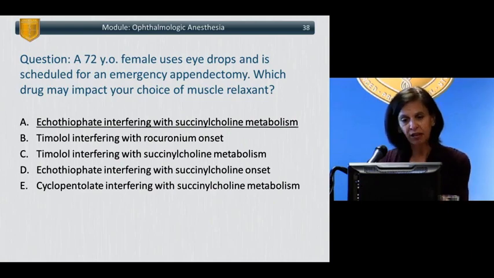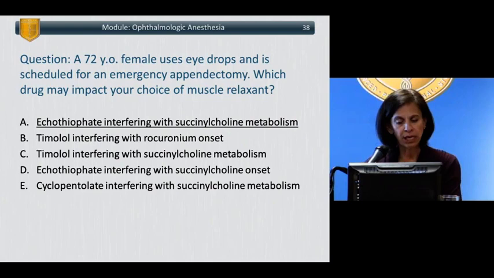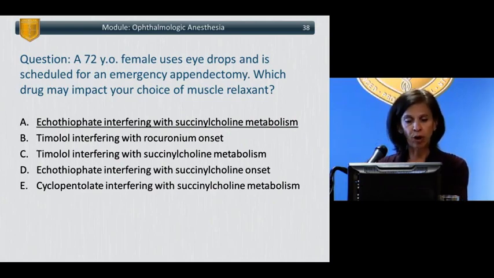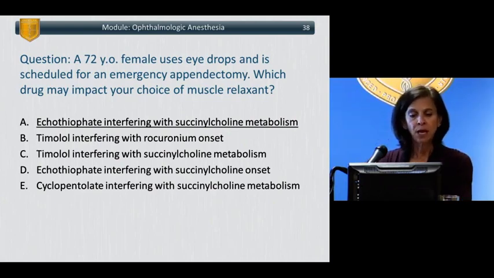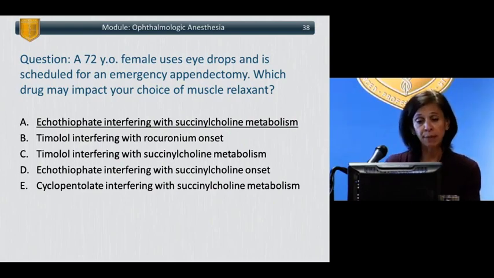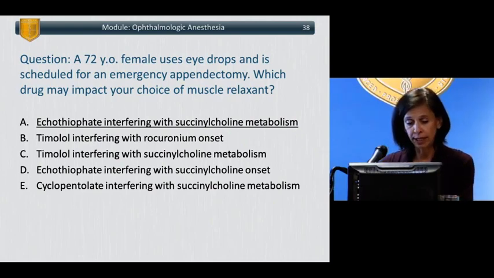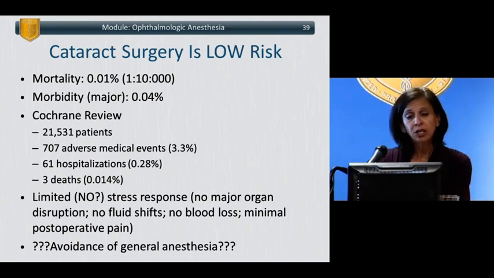And yes, it's the ecothiopate interfering with succinylcholine metabolism. So the onset should be the same. It's just that it may result in succinylcholine not being metabolized, and so one would have a prolonged muscle relaxation. And because some of these eye procedures, and this, like an emergency appendectomy, may be a very, very short operation, it may be significant.